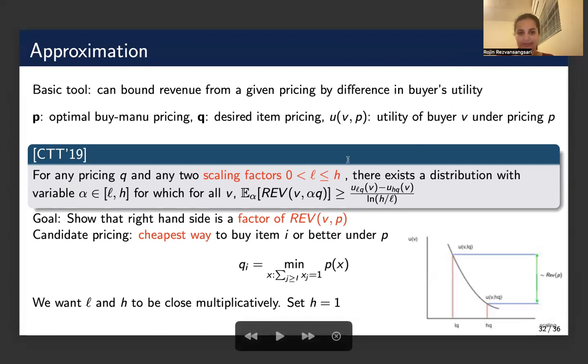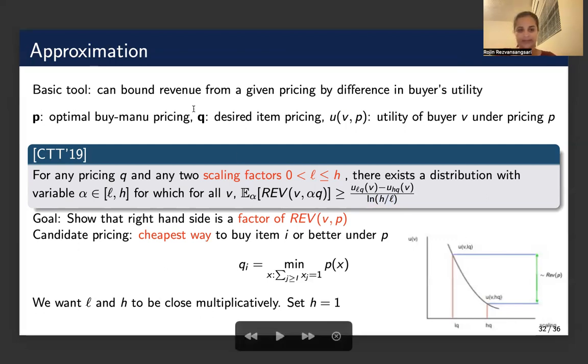To look at it more carefully, let's say Q is some item pricing. If we scale Q by different factors, we get this concave function. What this lemma is telling us is that there exists some scaling of this Q whose revenue is lower bounded by the difference in utility from scaling to different scalings L and H, over some log n factor. So what we want to do in this part is three things.